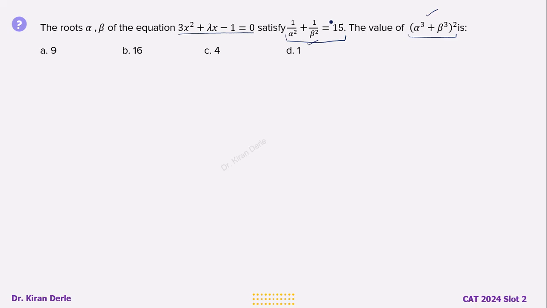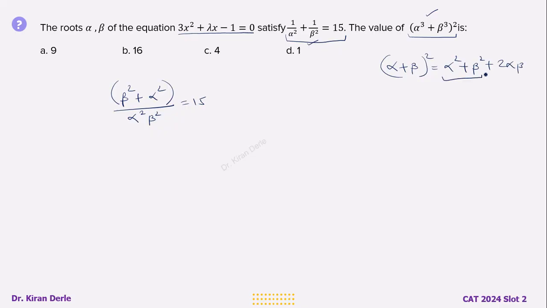Let me simplify this. I can cross multiply, so this will be (β² + α²)/(α²β²) = 15. Fine. So we have a very basic identity, which goes like (α + β)² = α² + β² + 2αβ. This is a basic algebraic identity that we know.